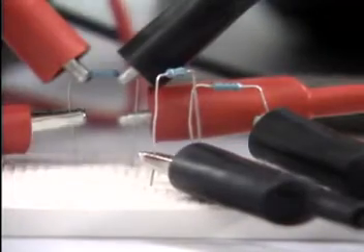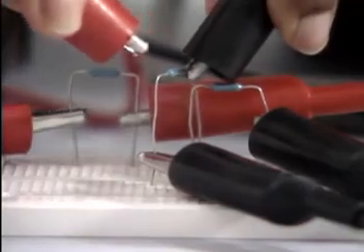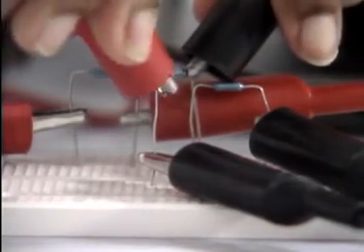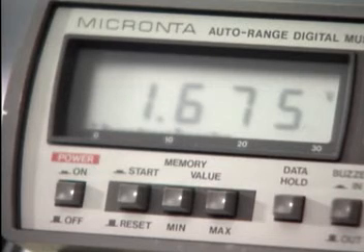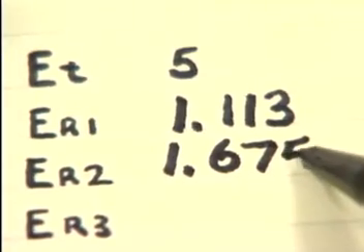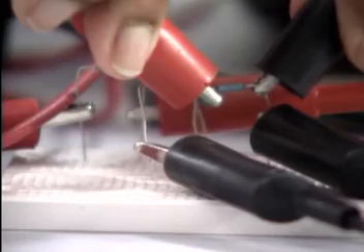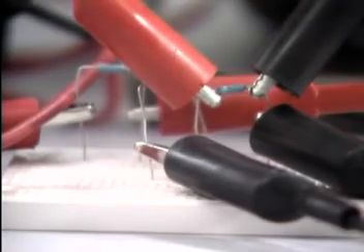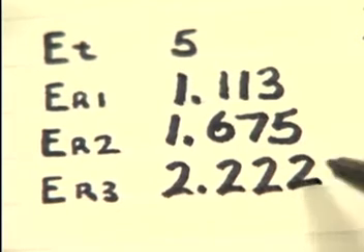Measure the voltage drop across the second resistor, or ER2, by moving the red and black leads from the first resistor to the second resistor. The meter reads 1.675 volts, which is within tolerance. Again, record your answer. Finally, measure the voltage drop across the third resistor, which is ER3. The meter reads 2.222 volts. Record your answer once again.